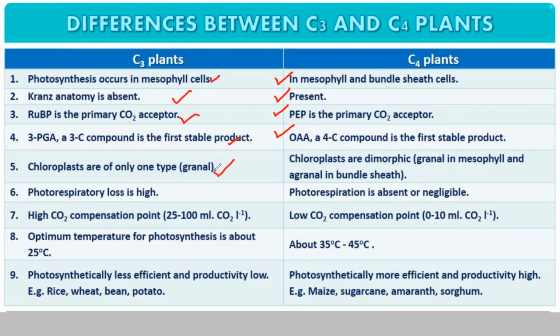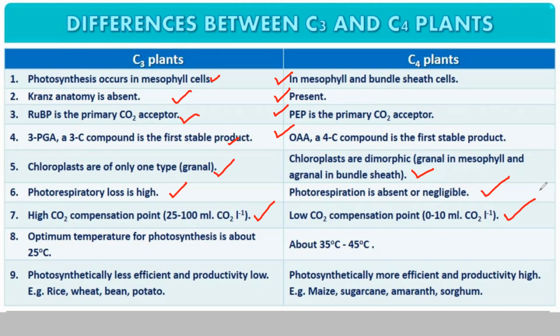Chloroplasts are of only one type in C3; here it is dimorphic. Photorespiration loss is high in C3 because respiration takes place here. Here it is negligible or absent. A high carbon dioxide compensation point is required in C3, whereas C4 plants need a low compensation point because they themselves release the carbon dioxide and utilize it.